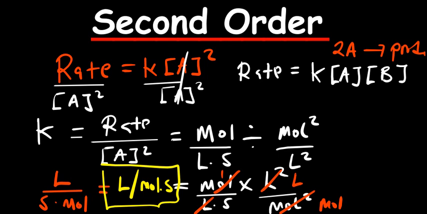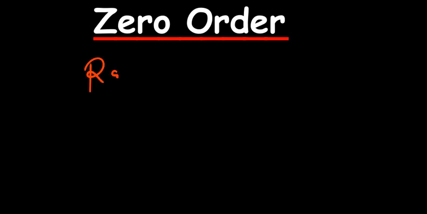So anytime you see liter per mole second, you just know that this one is a second order reaction, because the constant has given you that. Now what about a zero order reaction? For a zero order reaction, rate is equal to K.